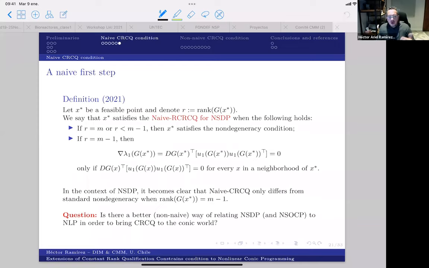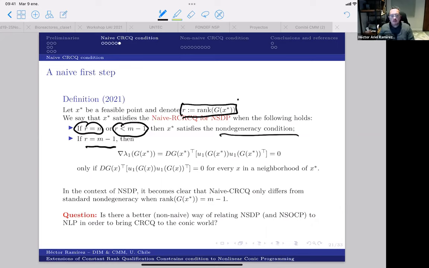So if you have followed what I said, how does this naive condition hold for SDP? It's as follows. If you don't have a kernel, or if the kernel has dimension greater than one, where r is the rank of G of x star, in that case it is just nondegeneracy. So in two big cases, it's just nondegeneracy, which I repeat is like the AICQ, so it's a strong condition. The only case where you have some progress is when the kernel has dimension one. That's another way to write it down.